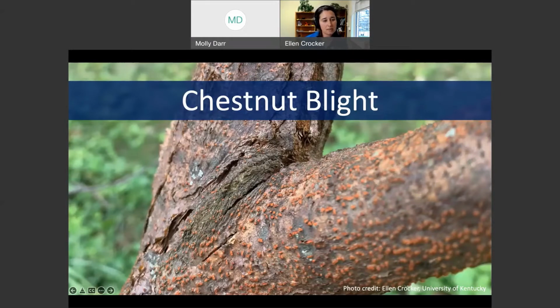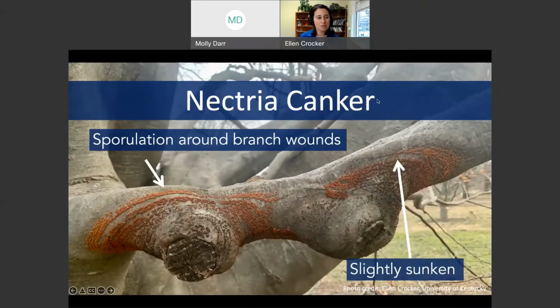But that same kind of canker model that we just talked about, you might see in some different ways. So this photo right here is of something that superficially looks really similar. You've got that slightly sunken tissue. You have that kind of orange color around those branch wounds, and this is Nectria canker. In particular, coral-spotted nectria canker, which is a different canker, kind of related to chestnut blight, but totally different. And it would impact a wide range of different host species.